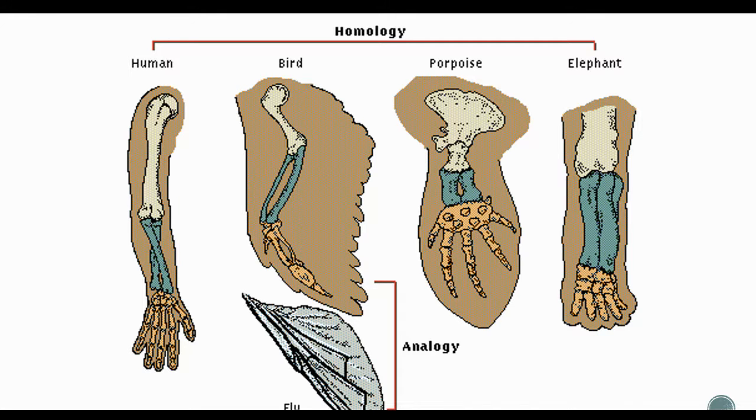All right, so here we have an example of homology, so all the bones in the different limbs, versus analogy. So this is a fly's wing. A fly's wing with a bird wing are analogous structures, not homologous structures.